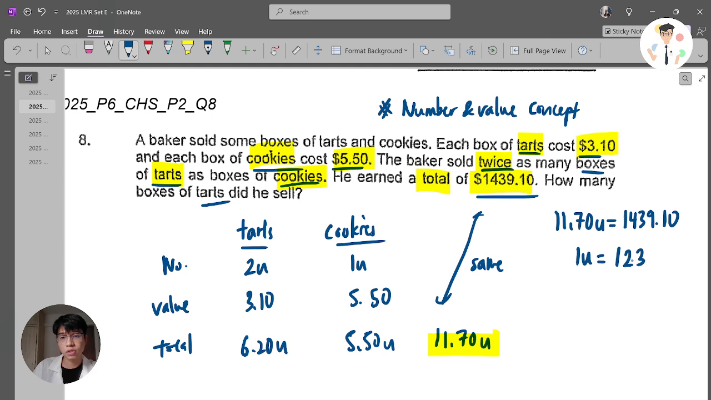And if 1 unit is 123, question: how many tarts did he sell? Tarts means how many units? 2 units. So if 1 unit is 123, 2 units is 2, 4, 6. And you are done for this question as well. Okay? Kind of simple and easy. And let's move on to our next question.